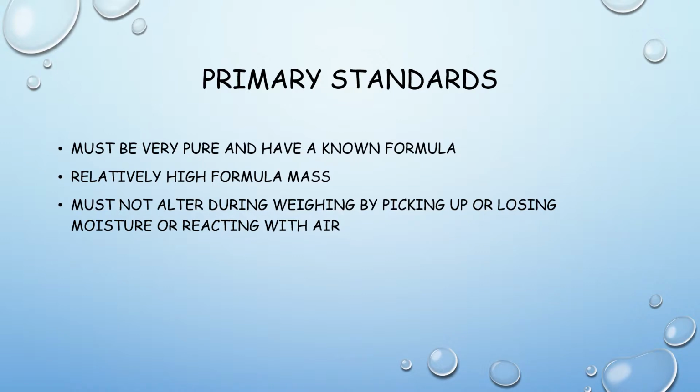Now your primary standard is your first standard, and as a consequence it needs to be correct. If you make a mistake here, the error will carry through on every other titration. And as the goal is to be very accurate, you don't want to have an error. So in order to make an accurate primary standard, the first thing is it needs to be very pure and have a known formula. It needs to have a relatively high formula mass. This is to minimize weighing errors.